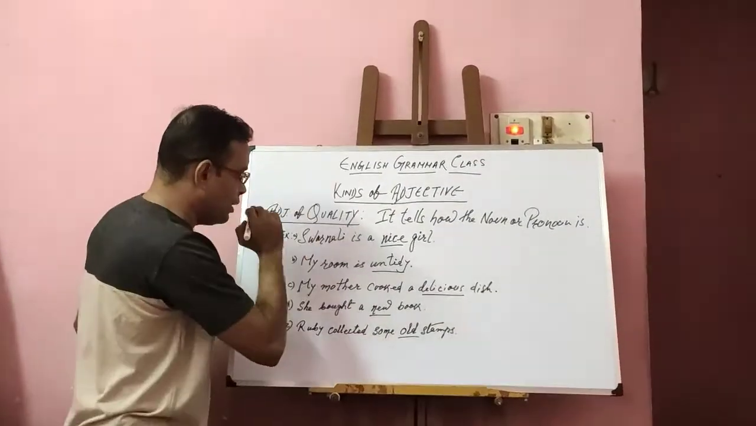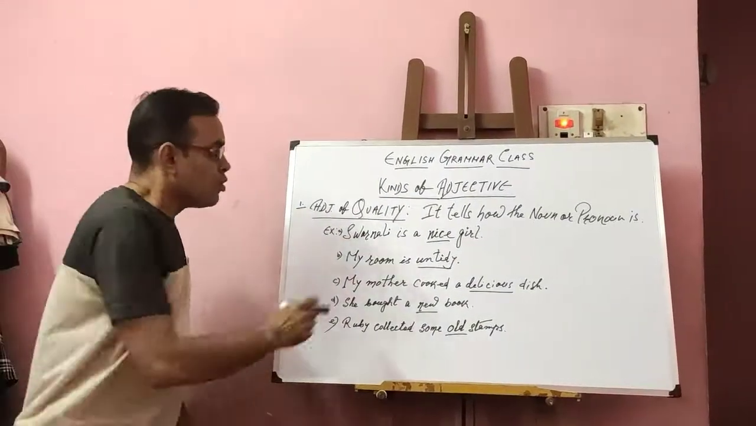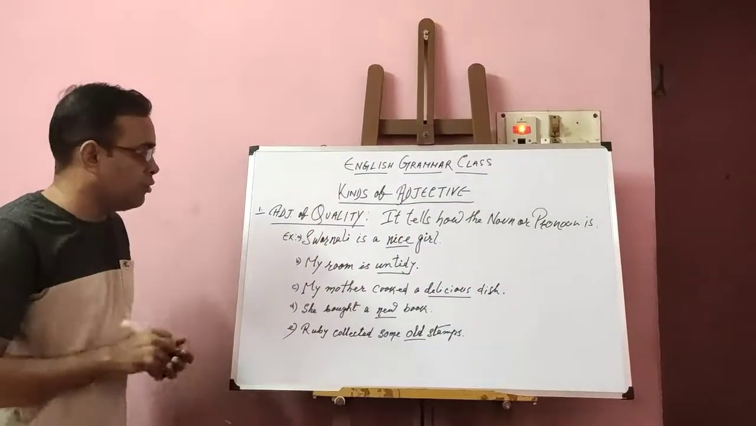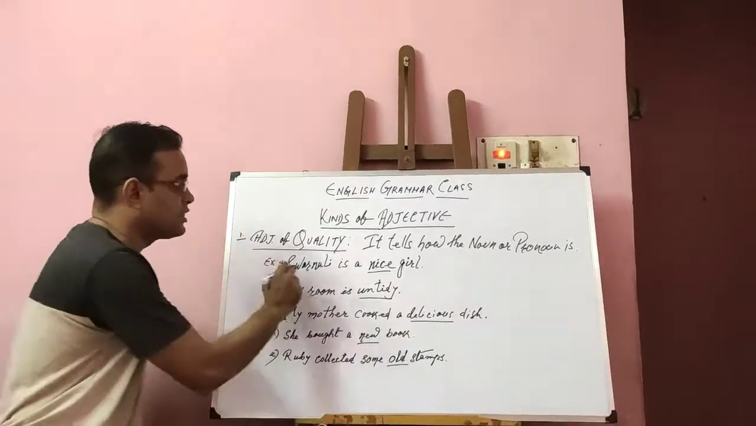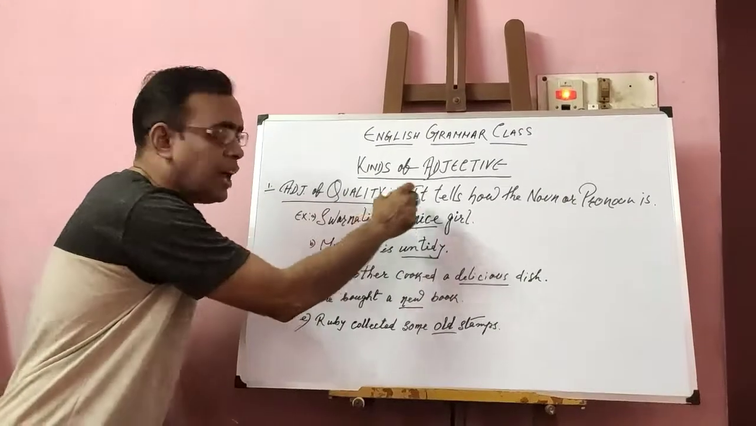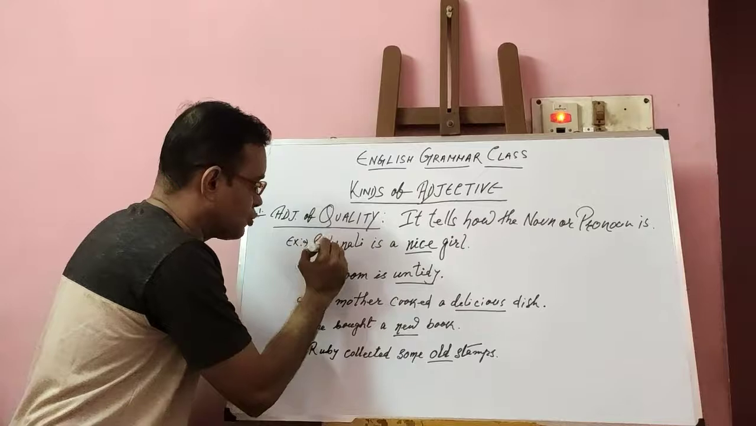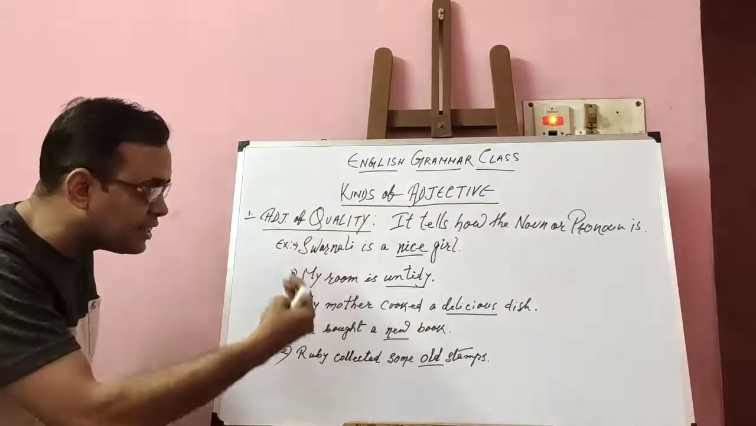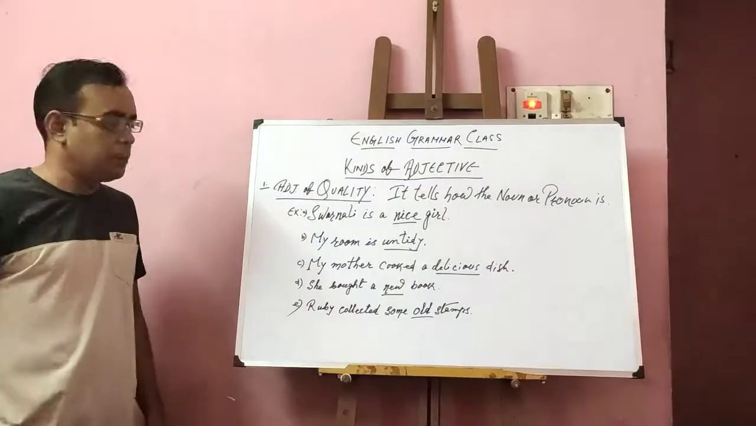For example, Shornali is a nice girl. How is the girl? Girl is the noun, or Shornali is the noun. How is Shornali? Answer is nice. How is the girl? Nice. So we are asking the noun, Shornali or girl, with the word how, and we are getting the answer nice. So that nice is adjective of quality.